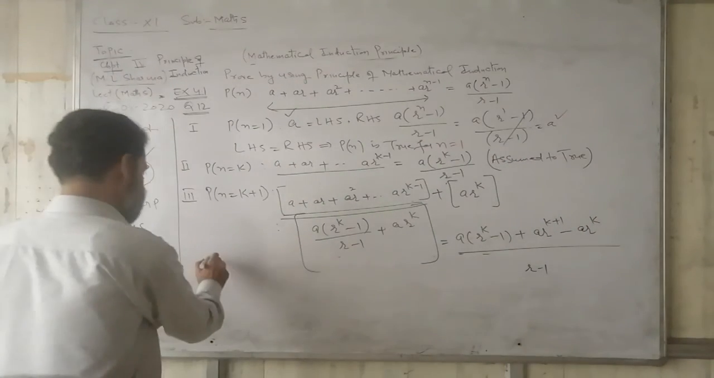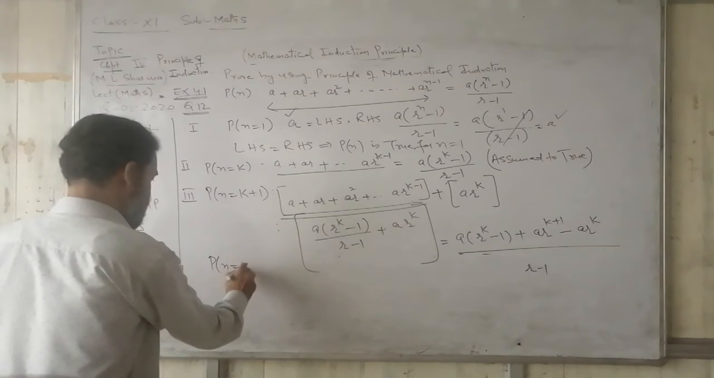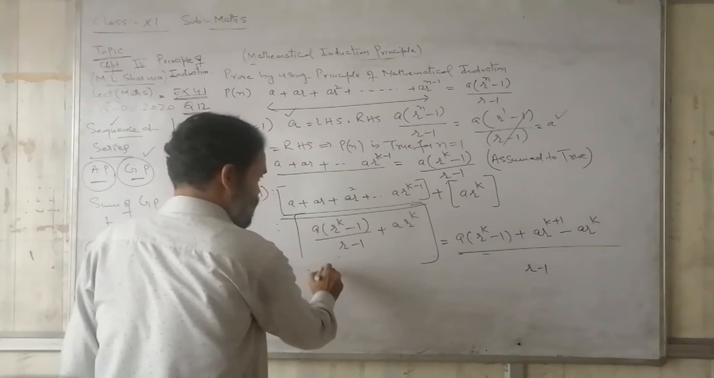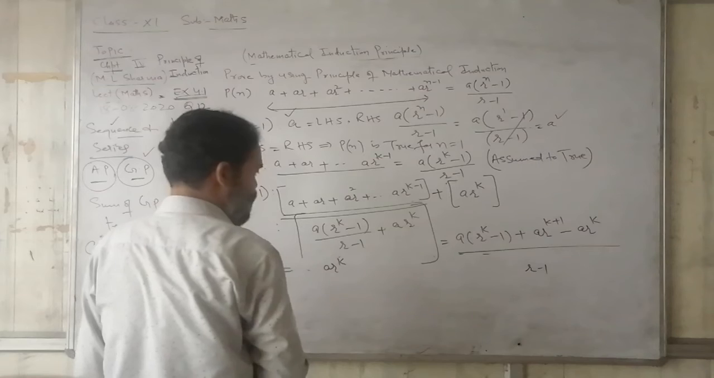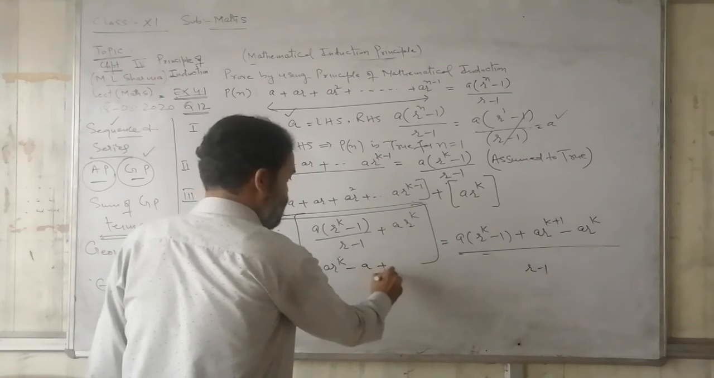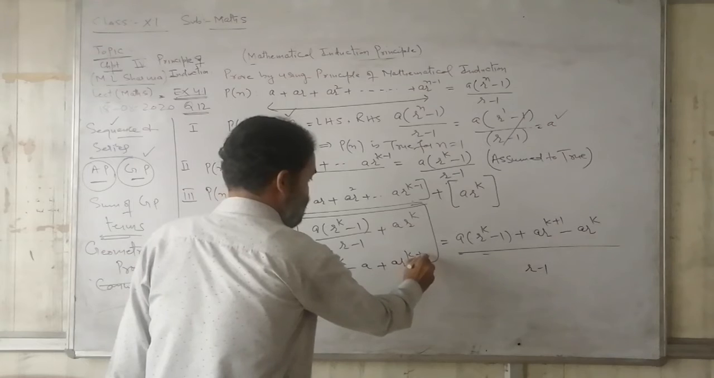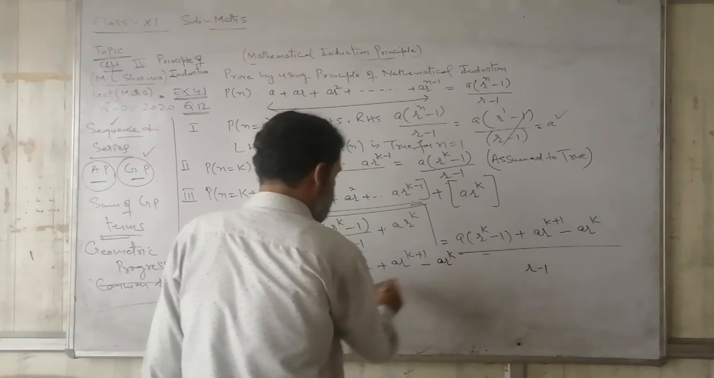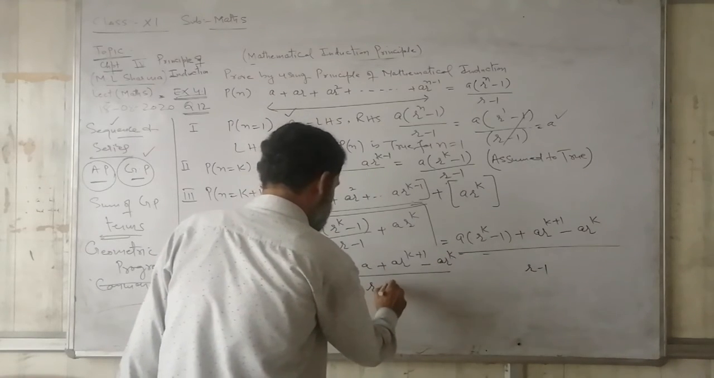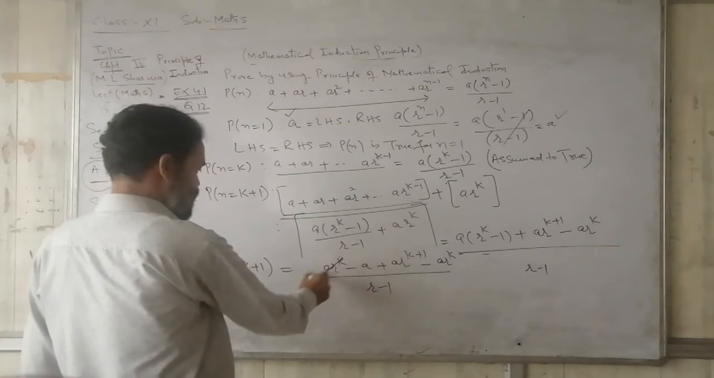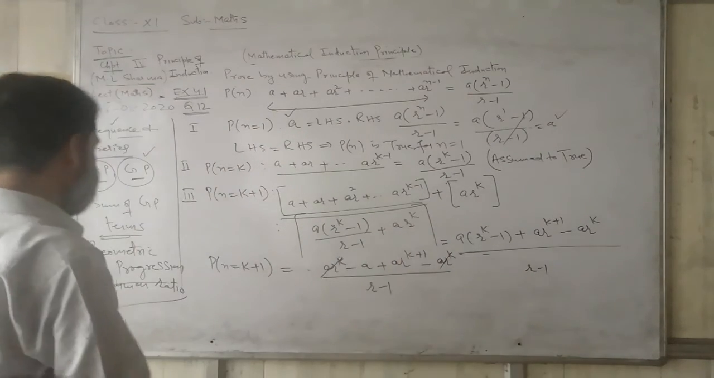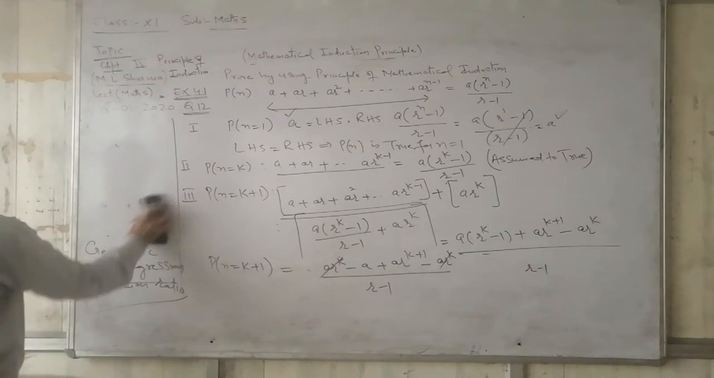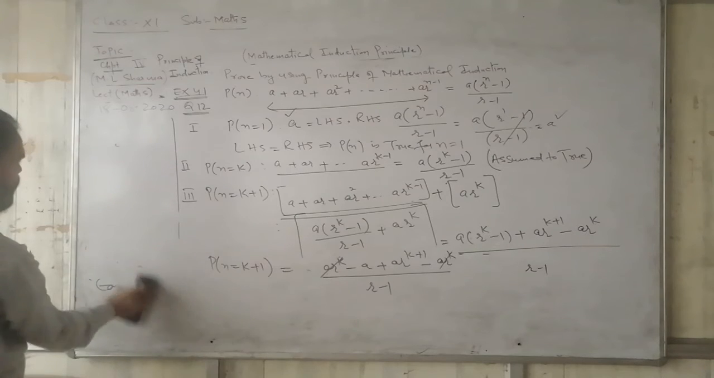So this further will equal to, if I multiply, a r power k minus a plus a r power k plus 1 minus a r power k, and upon r minus 1. So these two terms can be cancelled because one is positive and other is negative. So they can cancel.